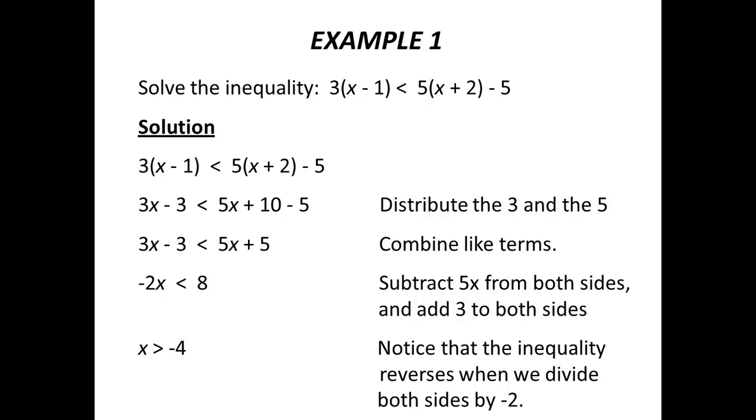Solve the inequality 3(x - 1) ≤ 5(x + 2) - 5. Solving this inequality, we use some of the same properties as we did on linear equations: the distributive property, and adding and subtracting the same quantities from both sides of the inequality. Notice in the last step that we divide both sides of the inequality by -2 in order to yield the solution x ≥ -4.